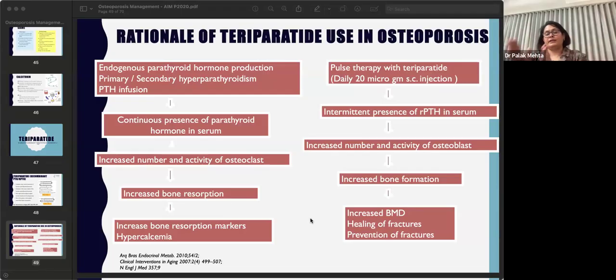While opposite to that, if we are giving pulse therapy, that is a daily 20 microgram subcutaneous injection. So there is a pen which contains 30 doses which need to be given subcutaneously, maybe around the umbilicus or over the thigh. So that is recombinant parathyroid hormone. So intermittent presence of the rPTH in the serum leads to increased number and activity of the osteoblasts, eventually increasing bone formation, increasing bone mineral density, healing of fracture and prevention of the fracture. Next slide.